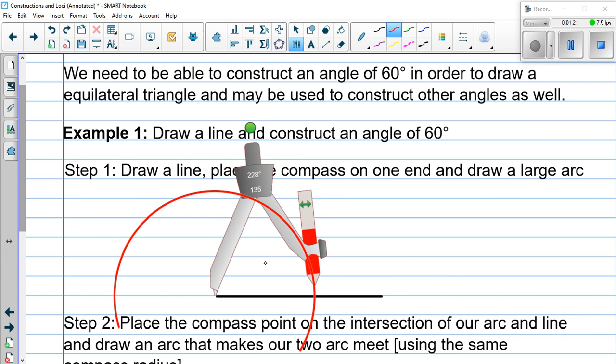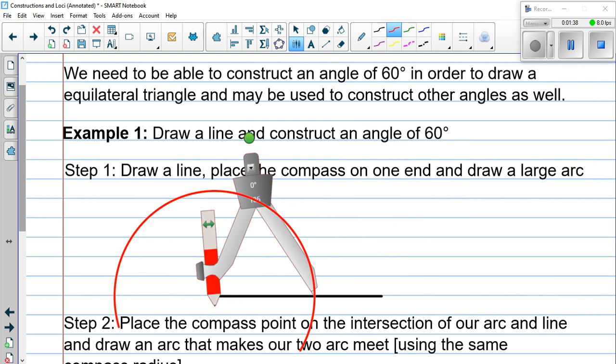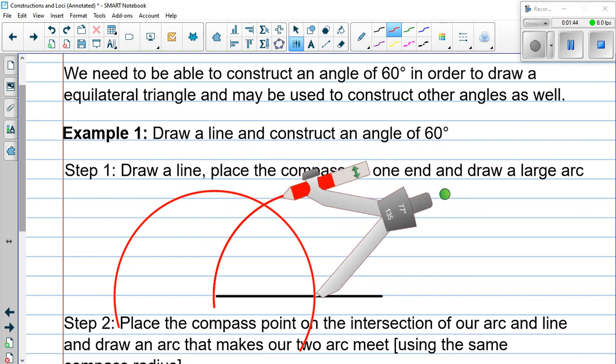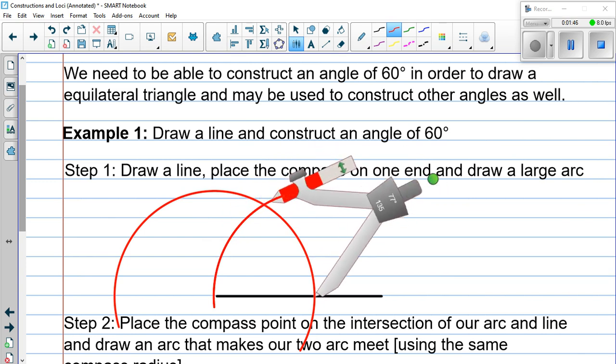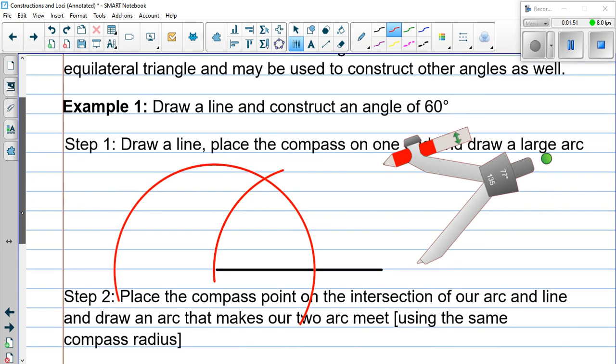Now, where do you think we're going to put the compass? Normally we were putting it on the other endpoint. However, for the 60-degree angle, we're just going to put it on the arc and the line where they meet. Okay? Now I want to draw another arc and meet it up with that arc we already have. I want it meeting right there. I need those two arcs to touch because we are almost done.